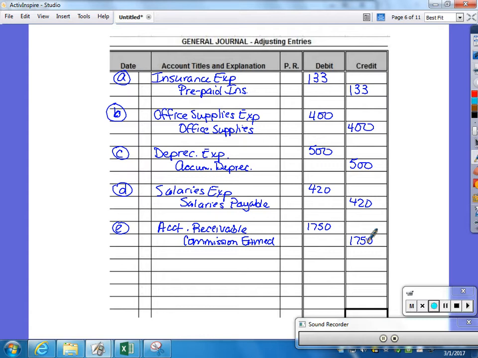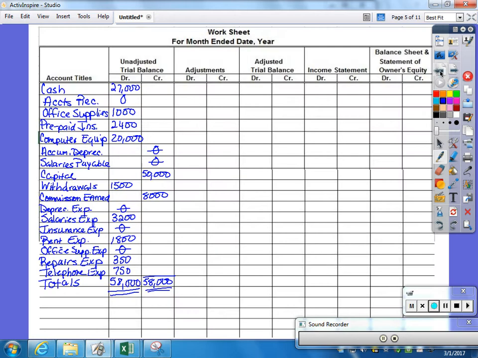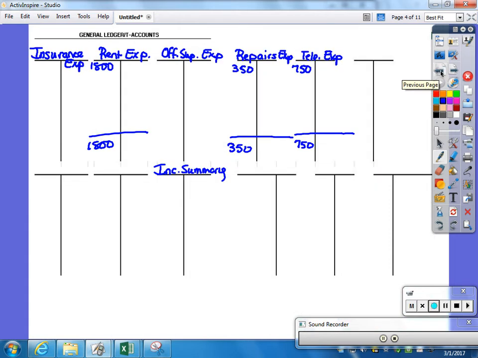Okay, do we have this? Yeah. All right, so now you need to go back to your T accounts paper. And we need to change some things. First, starting with insurance expense.